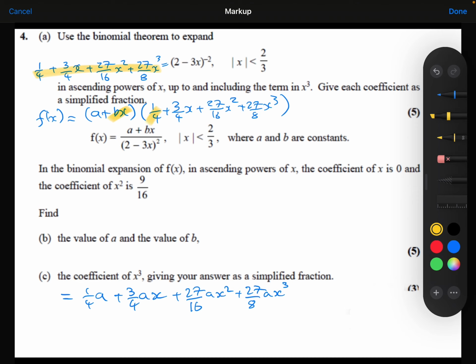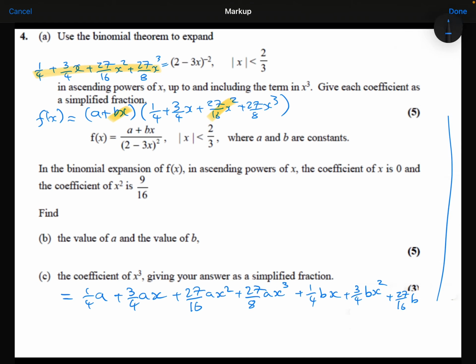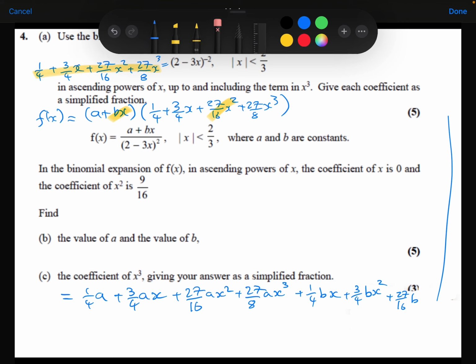So the bx times the quarter is a quarter bx. The bx times the 3/4 x is 3/4 bx squared. The bx times the 27 over 16x squared will be 27 over 16bx cubed.